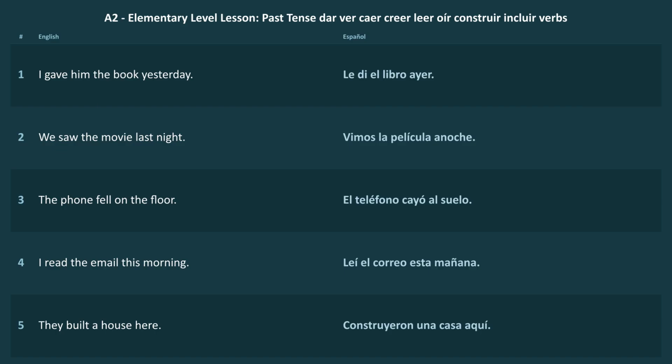Lo vi, pero no lo oí. Excellent. Lo vi, pero no lo oí. That little lo means it. Very common, very useful. How do you say she read the message and believed it in Spanish?